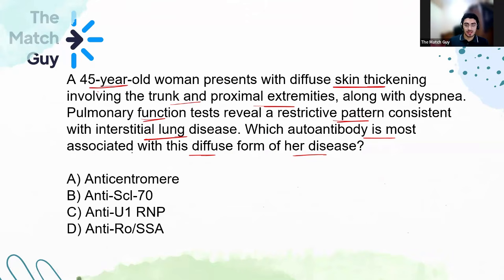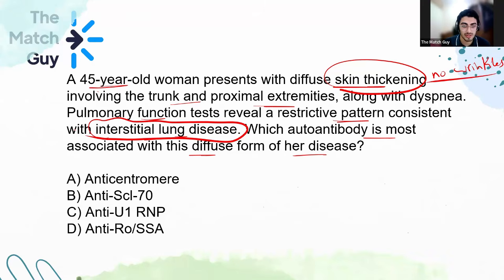Amazing, guys. So this patient is presenting with skin thickening, no wrinkles, and also with fibrosis in the lung. So fibrosis all over the skin and the fibrosis in the lung. This diagnosis is diffuse scleroderma.